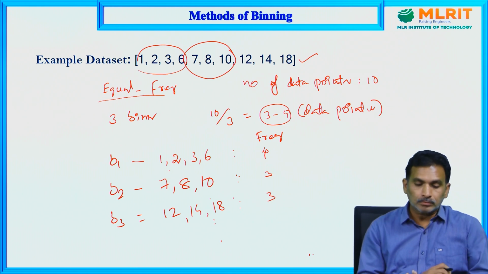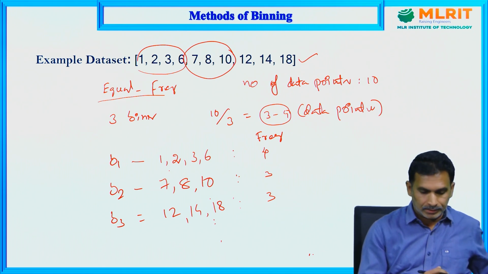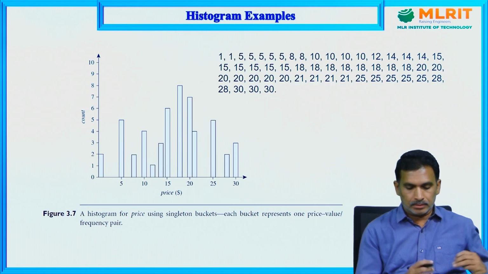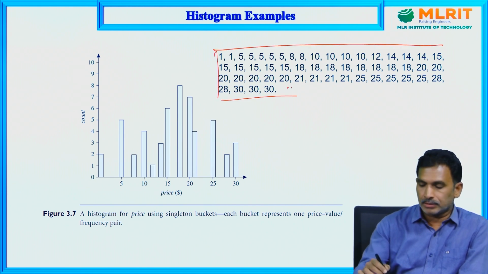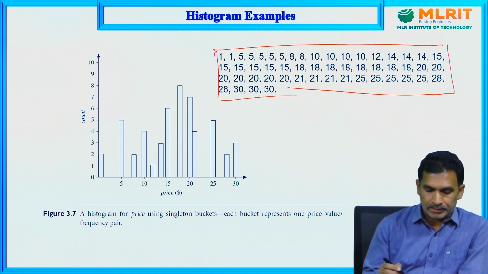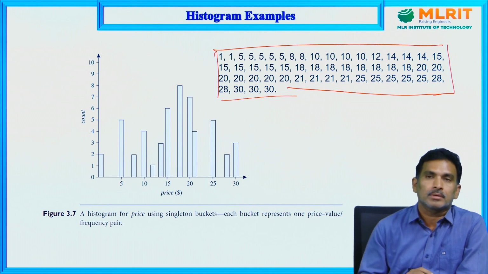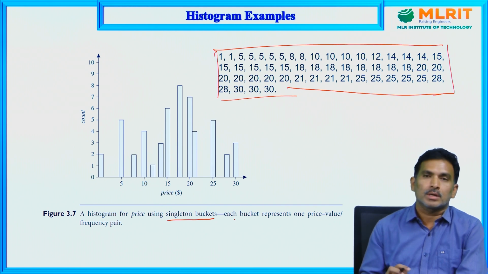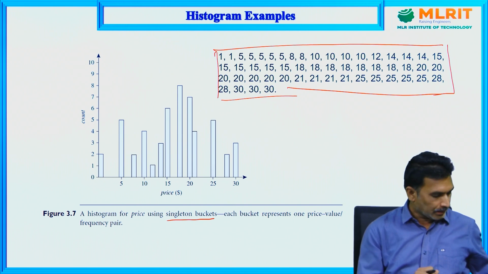So these are the methods we use to decide the bins, based on equal width and based on equal frequency. And this is one simple example to understand, with the data set given. This is a histogram which represents this data set, where the values represent the prices, and this is called a singleton bucket or bin, because each bucket represents one price value.